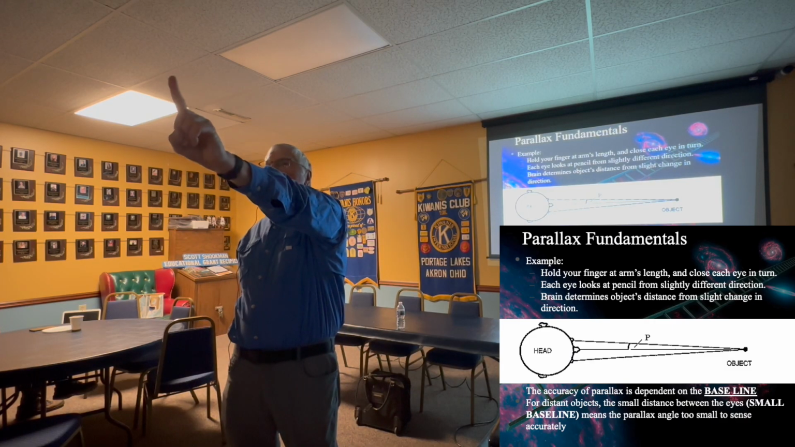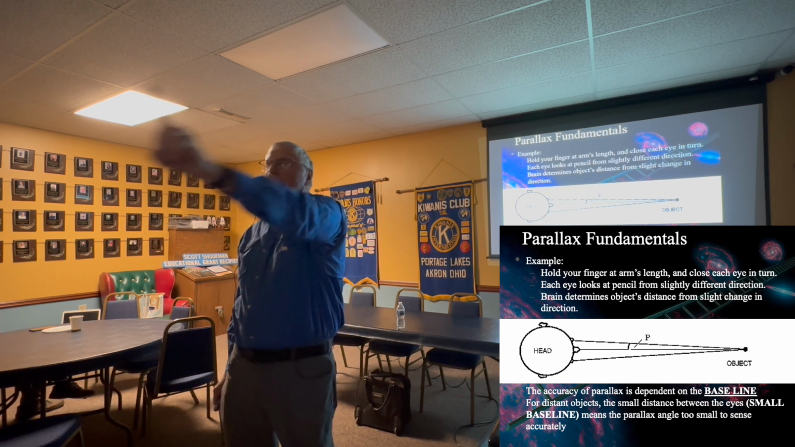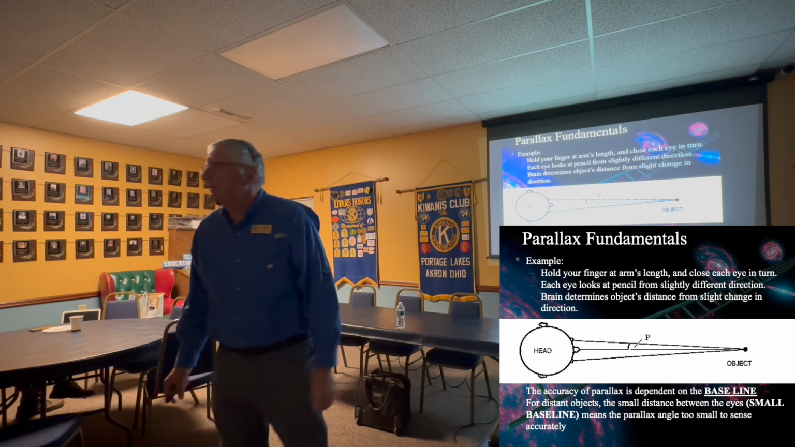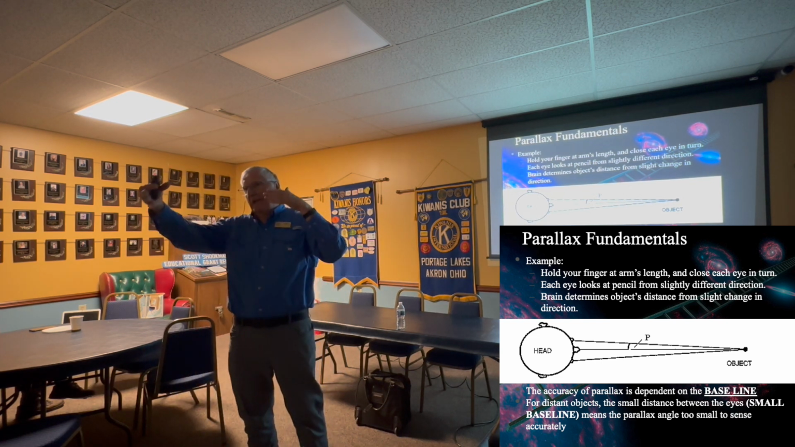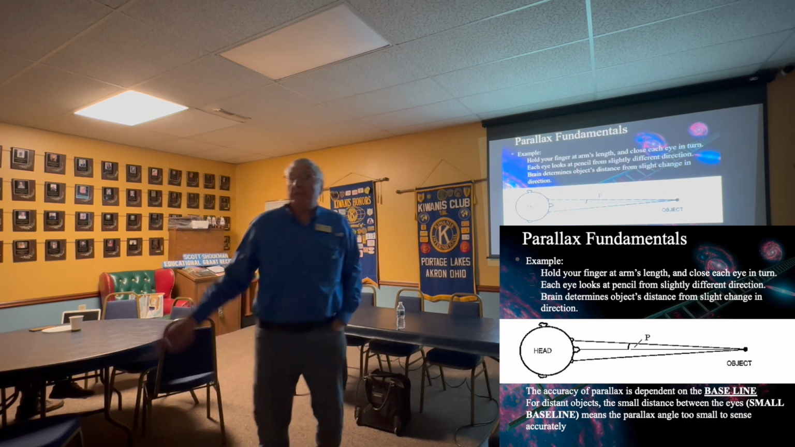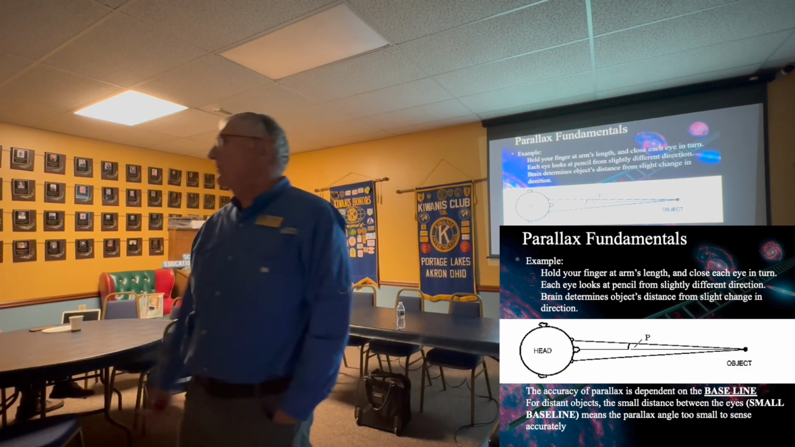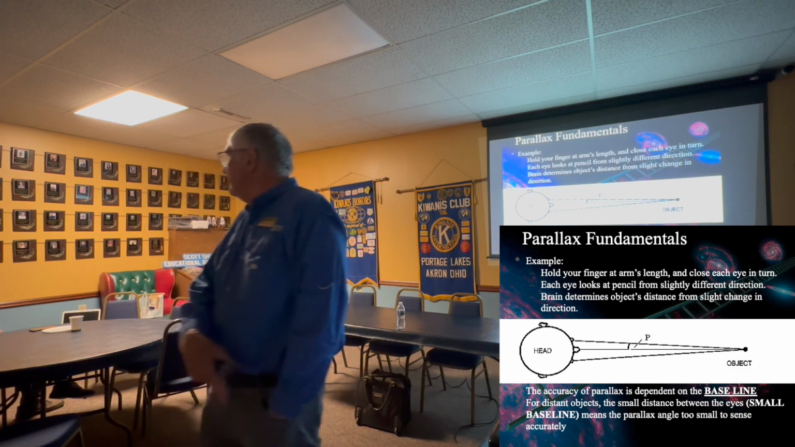If you hold your finger or a pencil up in front of your face and open and close your eyes alternately, your finger or your pencil will move back and forth. That's because you're looking at it from two different vantage points. We're quite good at this, by the way. That's how we judge distances. That's why you can catch a ball. That's why you don't run into the guy in front of you.